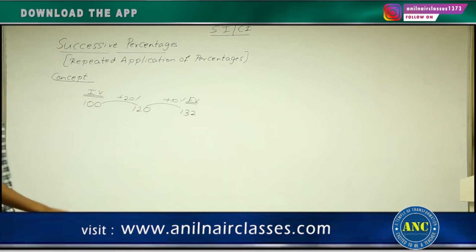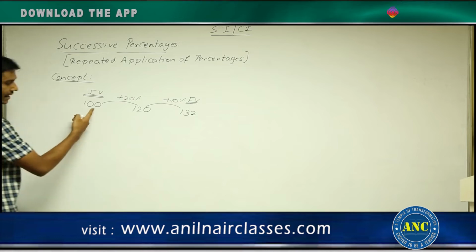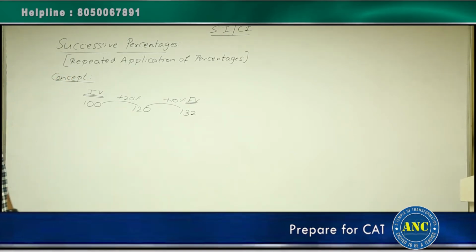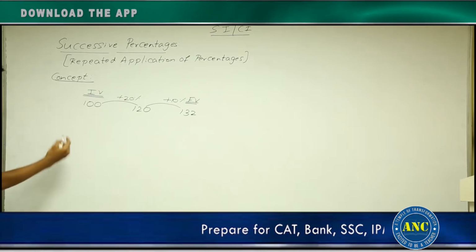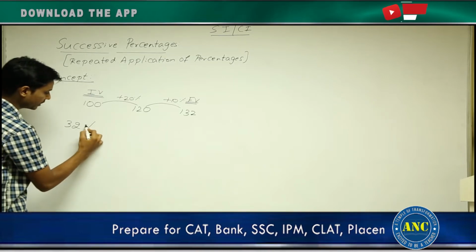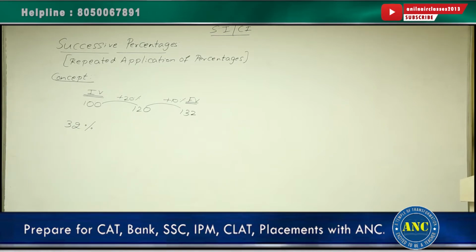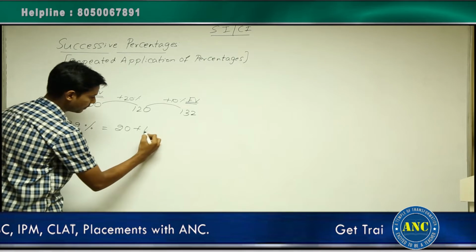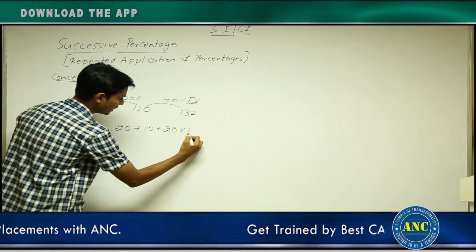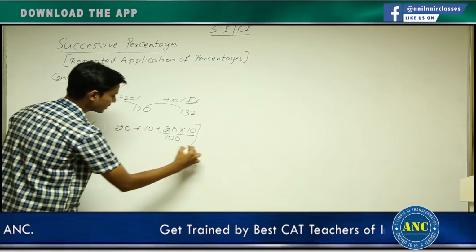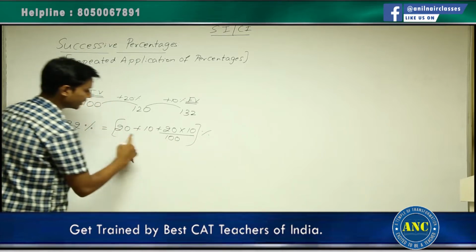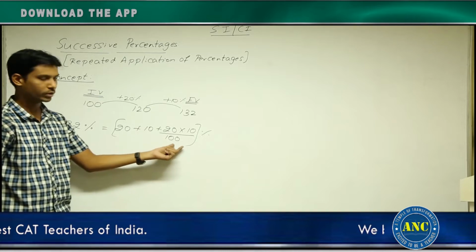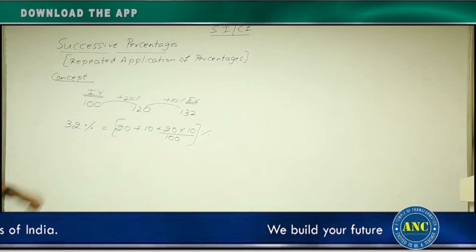Let me call this my final value. Initially I had 100 rupees. Finally it became 132 rupees. How much increase has happened? 32 rupees extra. That means, can I write it as 32%? 32% change. See here, can I write 32% as 20 plus 10 plus 20 into 10 by 100%? Just check whether it is 32%. 20 plus 10 is 30. 20 into 10 by 100 is 2. 30 plus 2 is 32%. That is what your left hand side also.